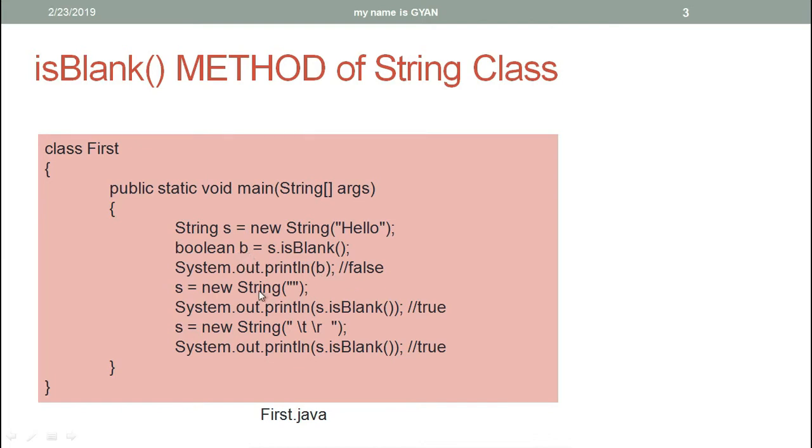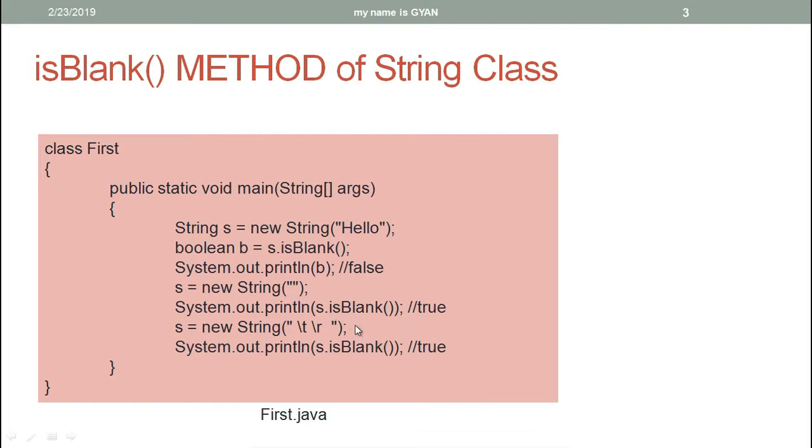In the next statement, we are creating a new empty string whose reference will be stored into the reference variable s. And again we are calling the method isBlank by using the reference variable s. At this time, the caller of the method isBlank contains an empty string. That's how in this case the method isBlank returns true.